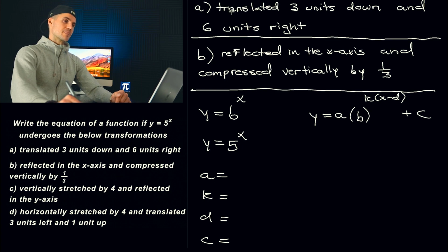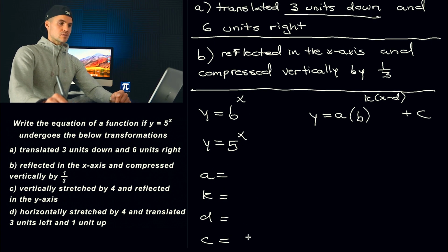We're told that this function is going to be translated 3 units down. So 3 units down, which of the values does that deal with? That deals with the c value. Okay, so that's going to be minus 3, like that. And then it's translated 6 units to the right. That's going to be the d value. That's going to be positive 6, like that. And remember also with an exponential function, the c value represents the horizontal asymptote. Not that they're asking for that here, but just wanted to mention it.